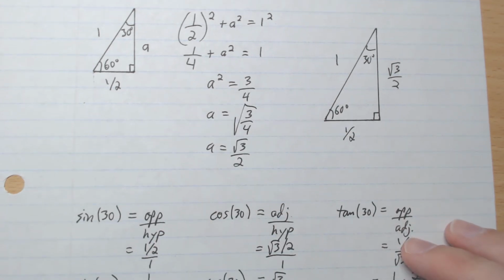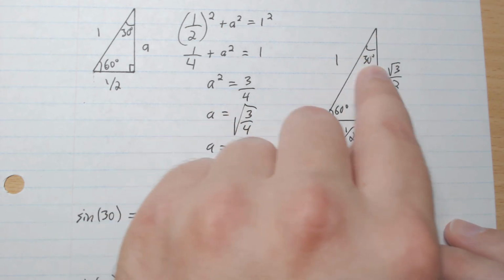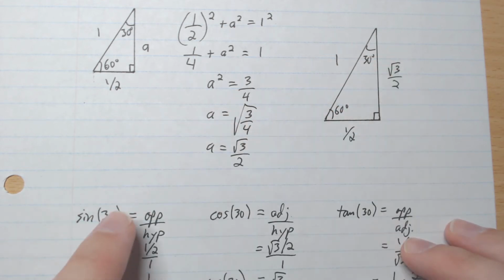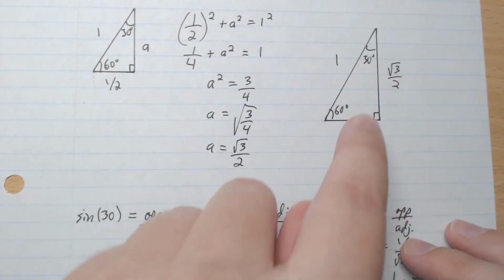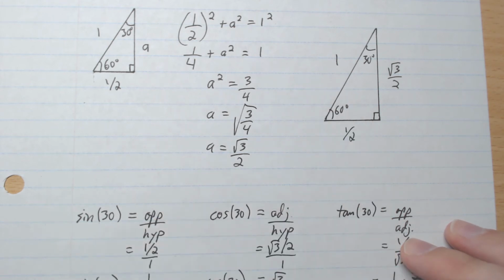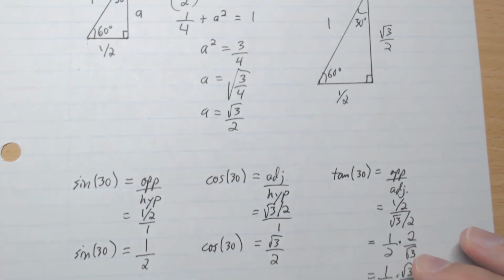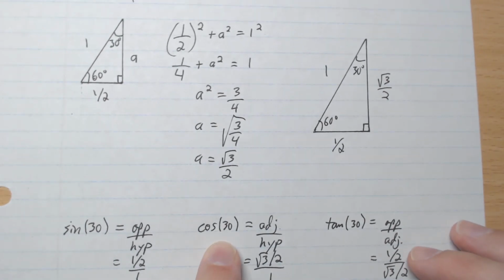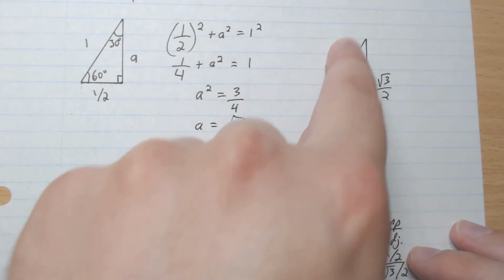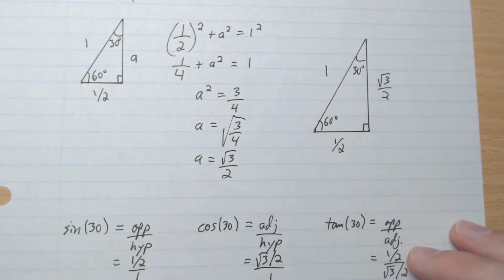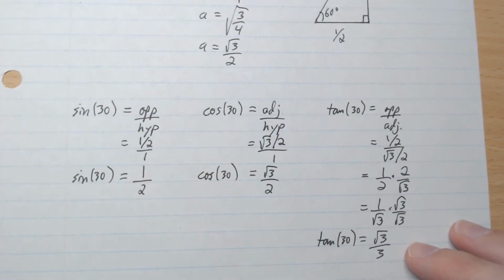And so from this triangle, sine of 30, so we're looking up here, sine of 30, opposite over hypotenuse, so opposite a half over 1. All right, and so a half over 1 is a half. Cosine of 30, adjacent over hypotenuse, so root 3 over 2 divided by 1, which gives root 3 over 2 like that.